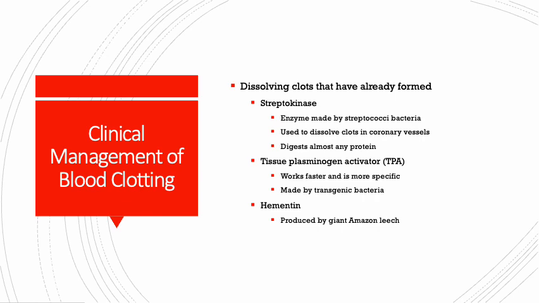You can use TPA, which works faster and is more specific. It's also made from bacteria. And then you can use Hementin, which is actually derived from a leech. So all of these things can be used to break clots that are already formed. They can also go in and break them up with a cardiac catheterization. They can go in and actually physically break it up.